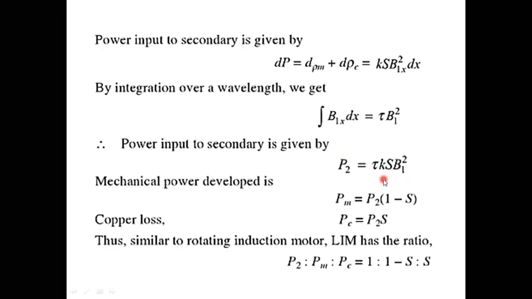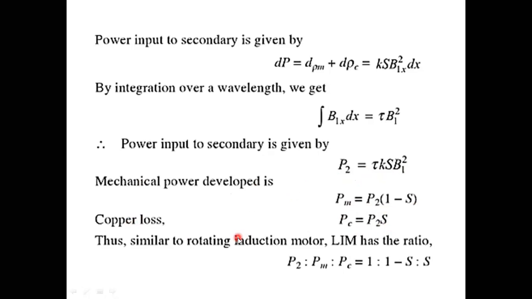What do these expressions mean here? These expressions are derived not in the rotating form, but in linear form. P2, the power input towards the secondary, is nothing but the air gap power or rotor input power. We call it P2 is equal to tau k s B1 square. And the mechanical power developed is PM is equal to P2 times (1 minus S), where S is the slip. And this is the copper loss, P2 S, rotor input into S.